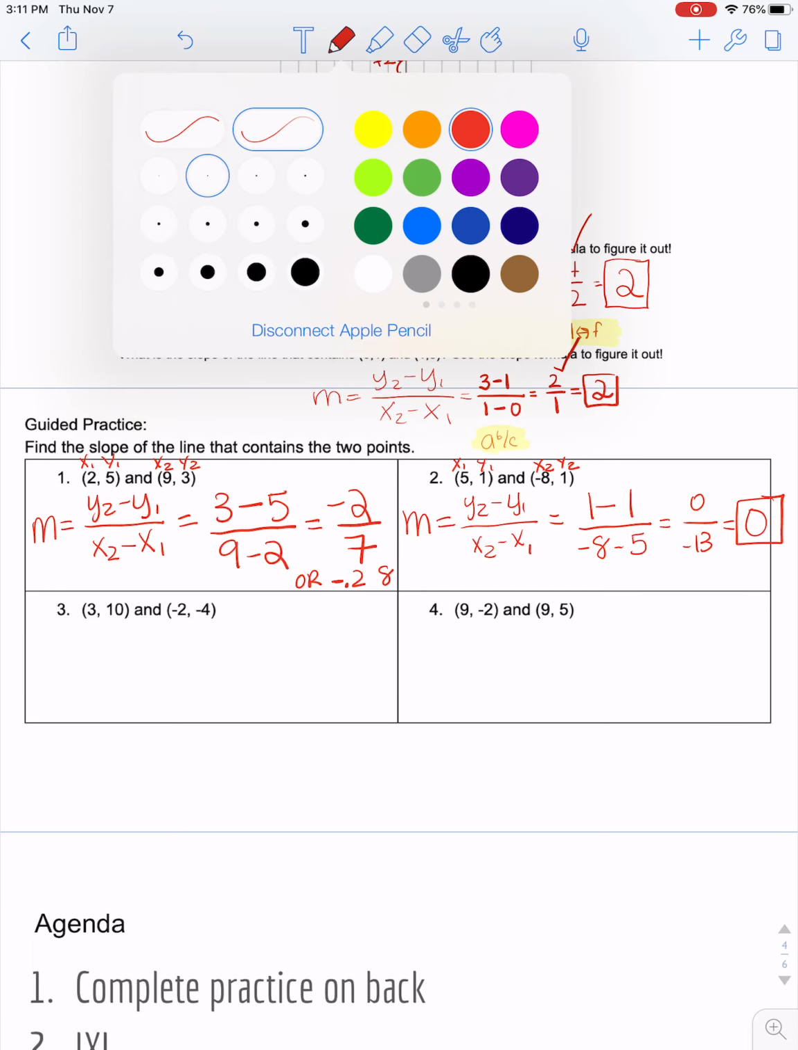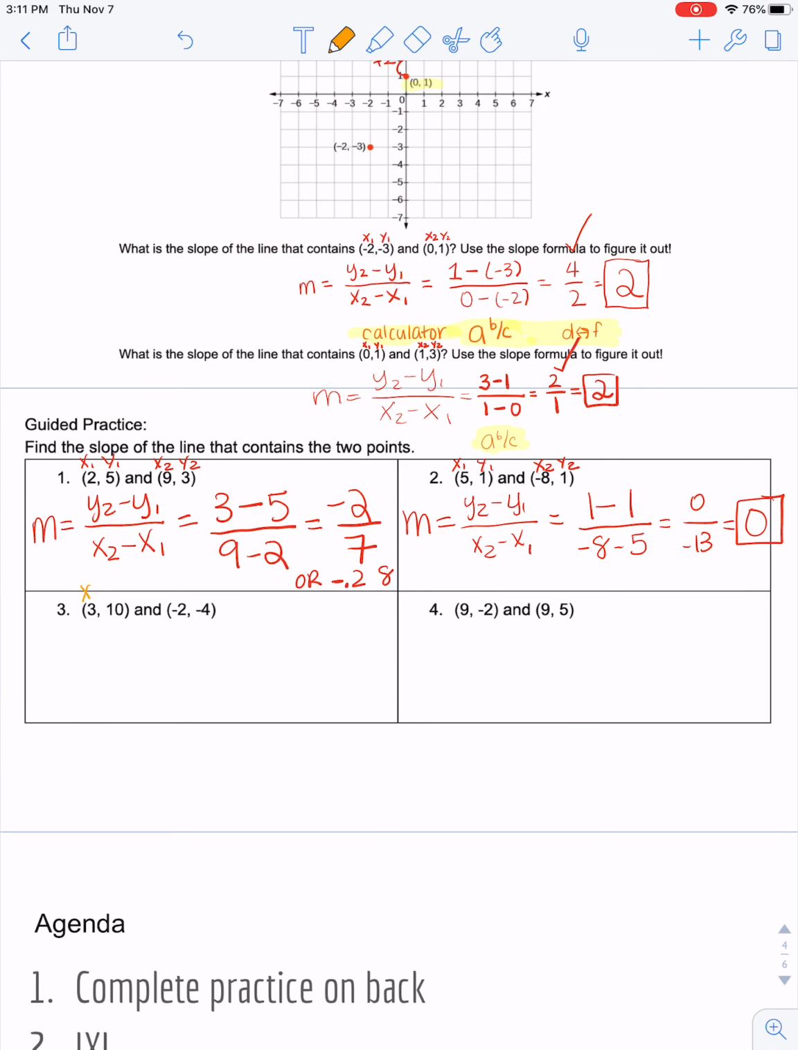Number 3. x1, x2, y1, y2. Again, my formula is y2 minus y1 all over x2 minus x1. Plugging it in, it's negative 4 minus 10 over negative 2 minus 3. Execute it on your calculator. That gives you negative 14 all over negative 5, and that becomes, if you press the F to D button, a positive 2.8.